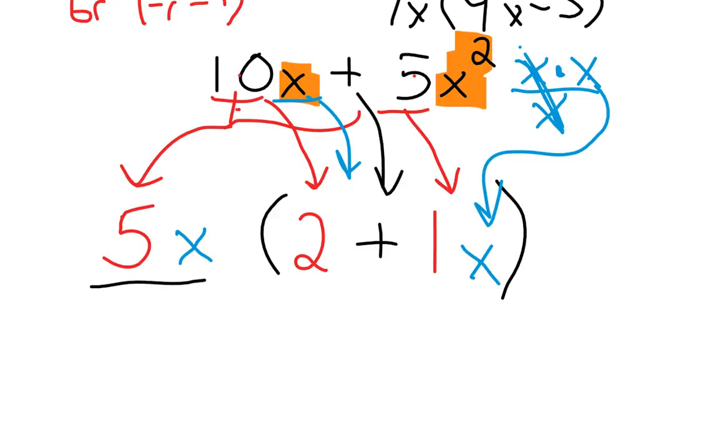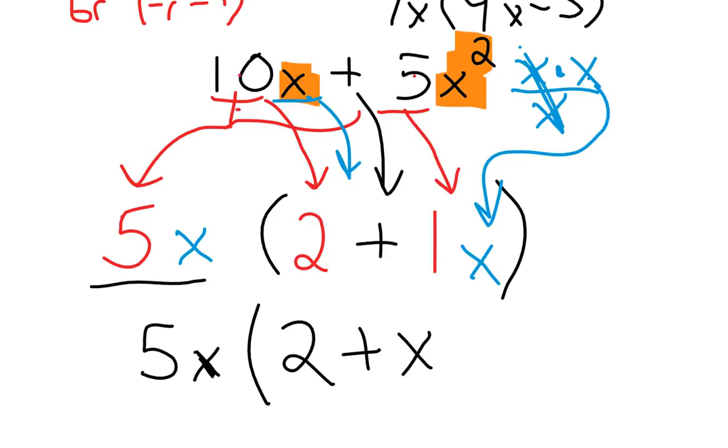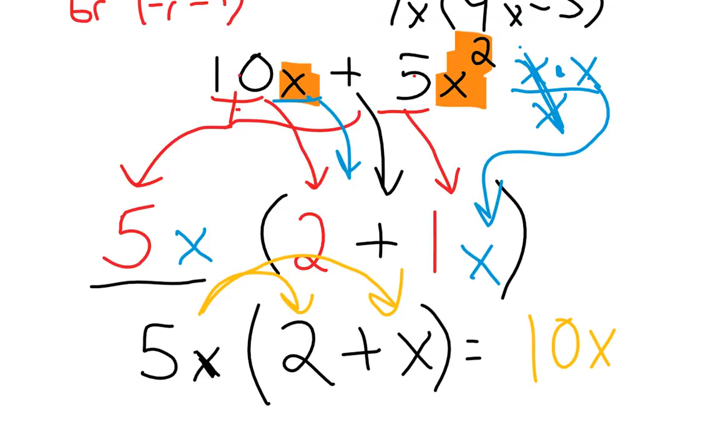So I've got my factored coefficient and variable on the outside of the parentheses. I then have whatever is left over on the inside. And you can see, if you want to check yourself really quick, the opposite of factoring is to distribute. If I distribute 5x times 2, I get 10x, and 5x times x gives me 5x squared, which is exactly what I started with up here. So you can see that factoring is just the opposite of distributing.